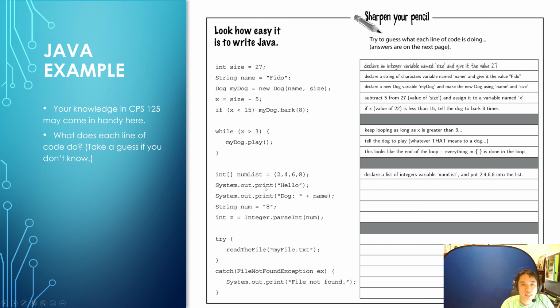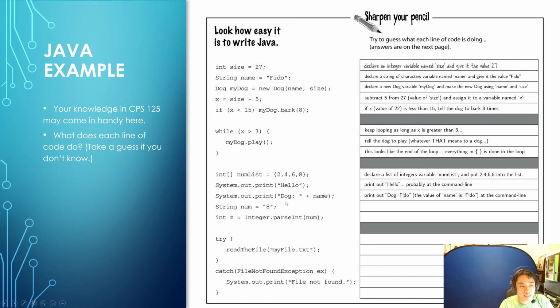And then System.out.print basically is the Java equivalent of C's printf, or I think it's print. I'm not sure. I think most likely it's just printf without the formatting. So what we have here is we print out hello in a command line, and then we print out dog and the name of our dog currently at the command line. In our case, the name is Fido, so we're concatenating dog with Fido. So we end up with dog Fido.